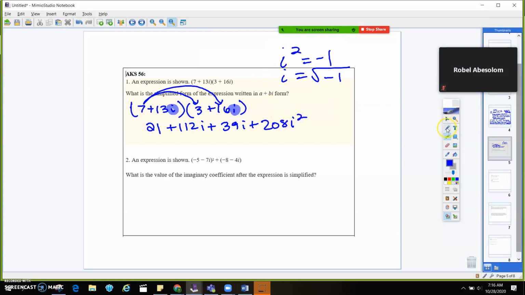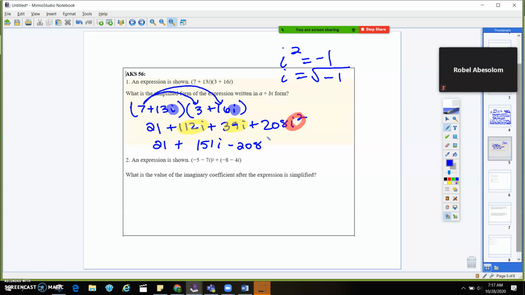So then what we're going to do is combine our like terms. Our like terms are ones that look identical. They're kind of like twins, right? So you've got this 112i and this 39i. You're going to combine that. And then we also know that we've got this i squared here, right? But we've already said that i squared is -1. So we're going to plug in a -1 here, and that's going to make this minus 208.